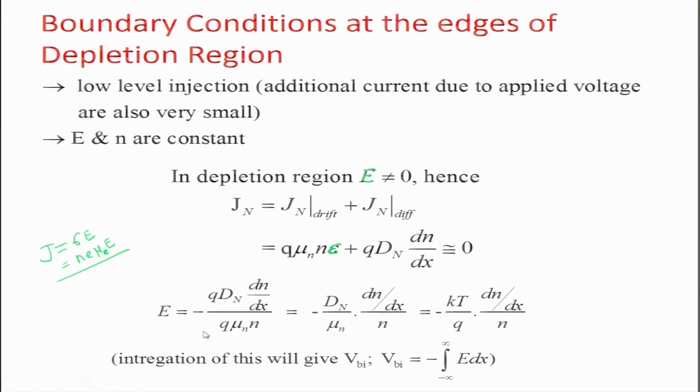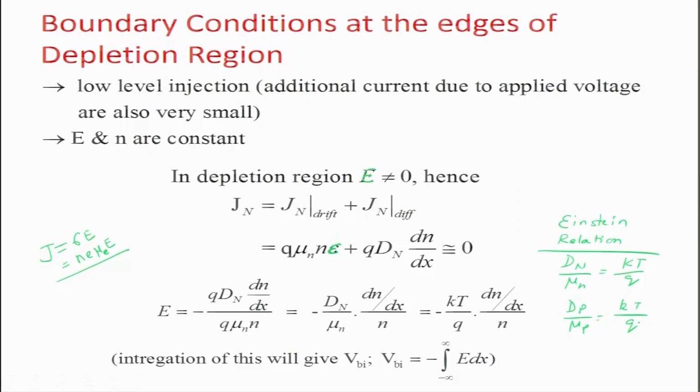So first we are taking the equilibrium case. Here we can calculate the electric field. The electric field is going to be equal to Q Dn dn by dx divided by Q mu n n, which is minus Dn by mu n into dn by dx divided by n. Dn by mu n is given by the Einstein relation, which we have not derived, but it is simple to derive at equilibrium. At equilibrium, Dn by mu n is equal to kT by q. Similarly, Dp by mu p is equal to kT by q.